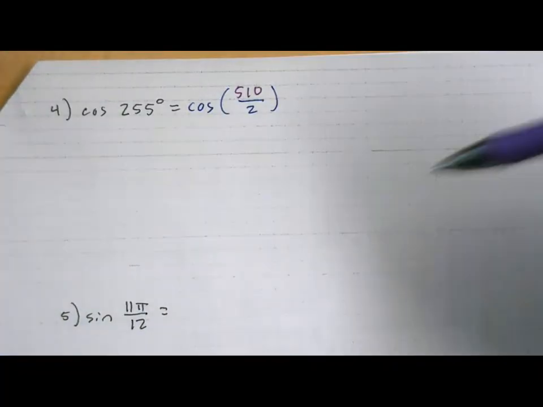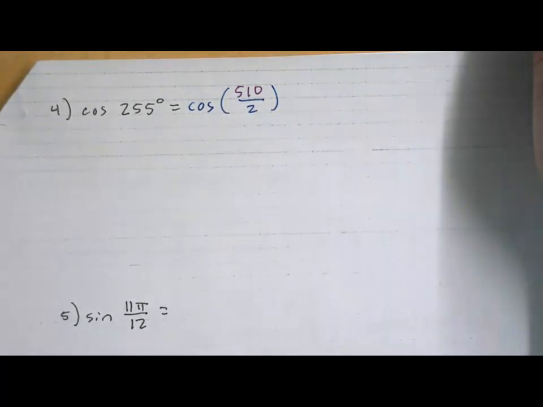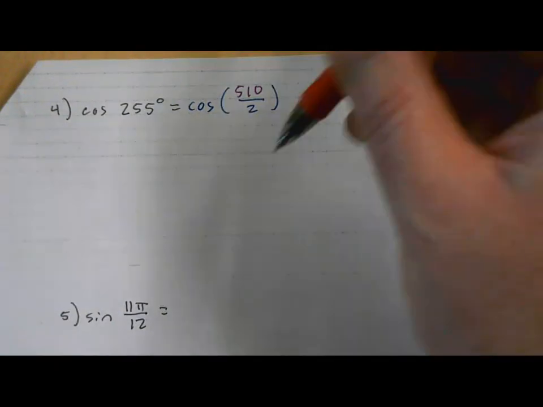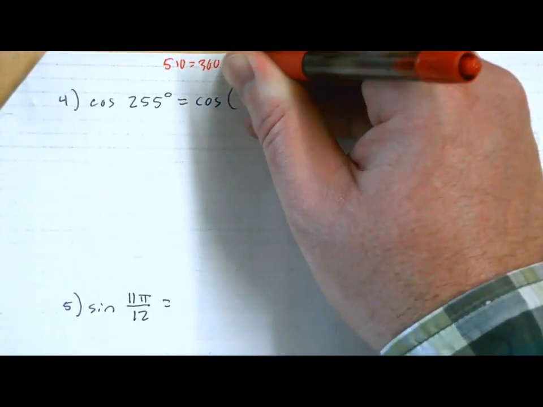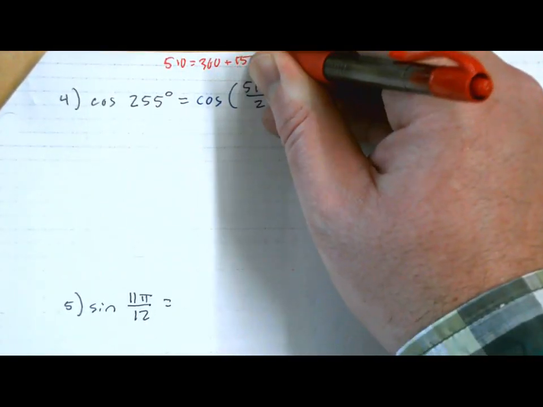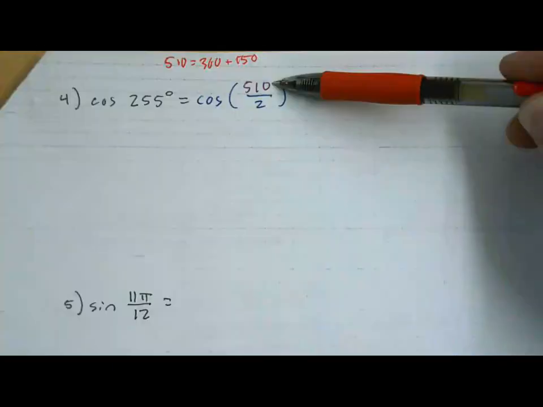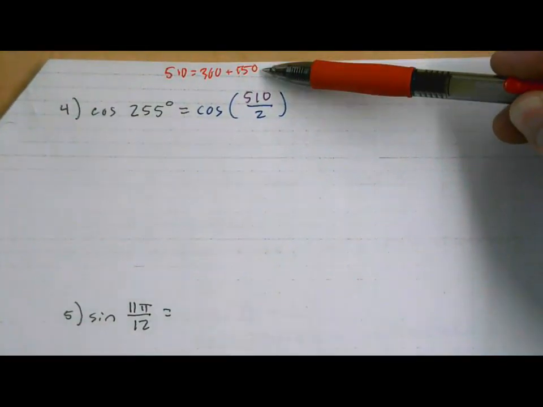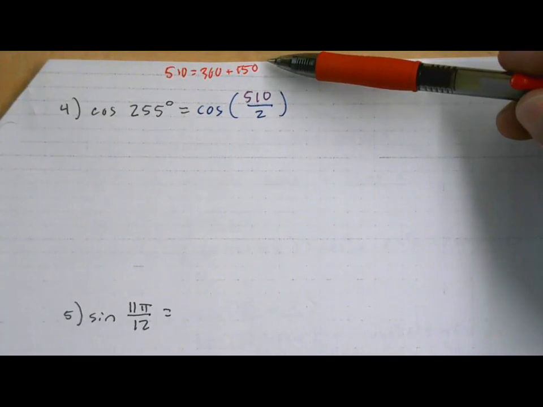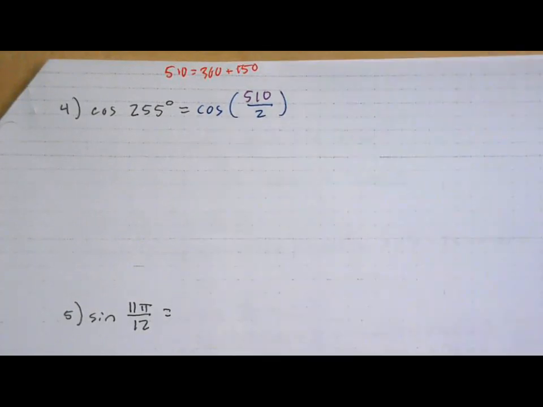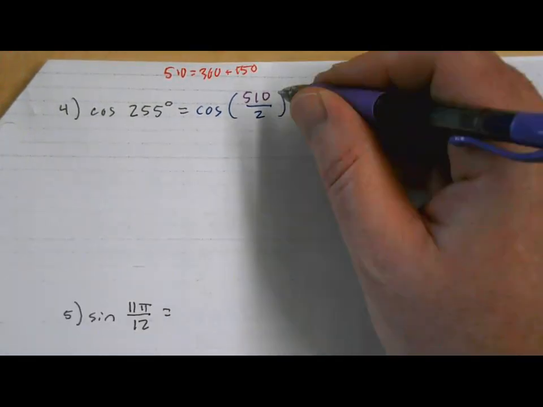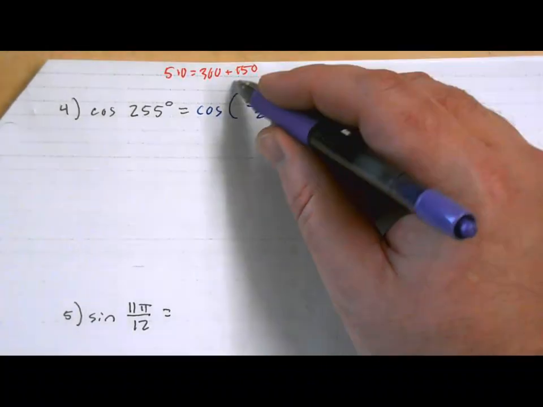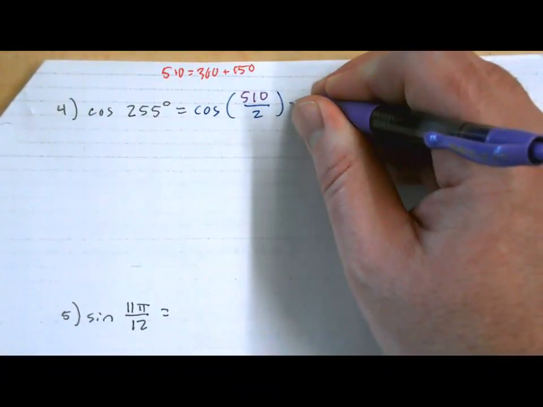Now, let's ask that question again. Is 510 coterminal to something? 510 is 360 plus 150. Okay, so we should be able to pull this off because we're going to be able to think of this 510 as being coterminal to 150. So we'll get to that in a second. Just trust that this is going to work. So 510 is going to work for us because I know that it's coterminal with 150, and I know some stuff about 150.